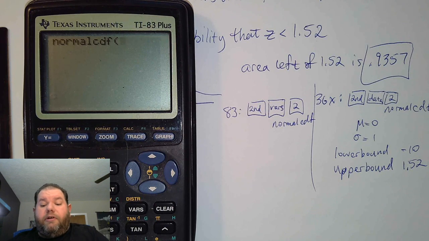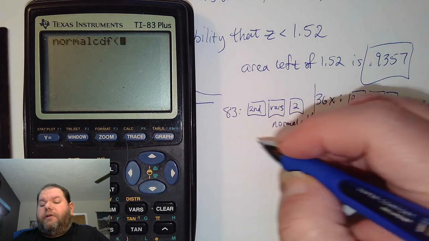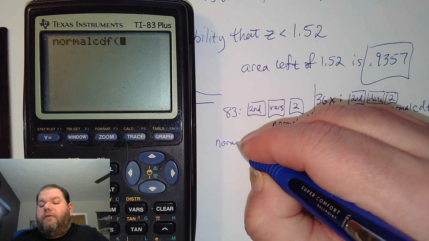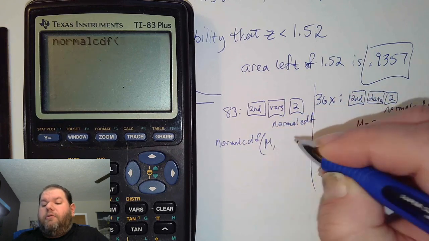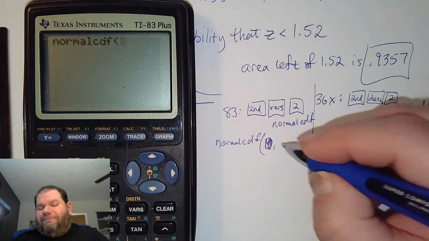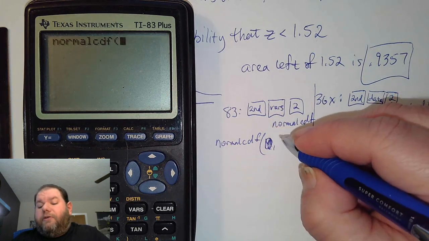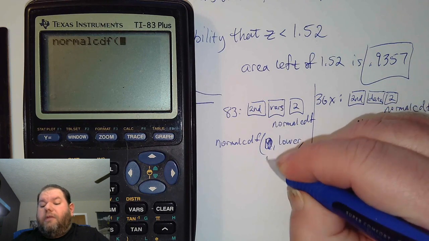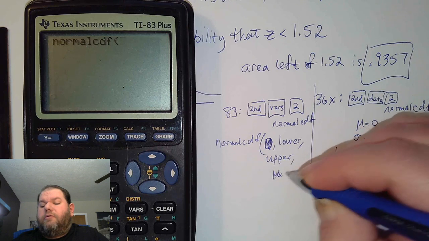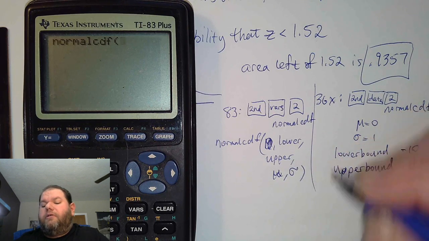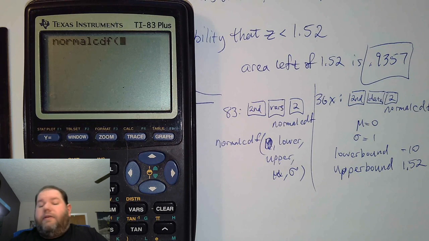Now what's different on the 83s is that we have to enter the whole command ourselves. So for this one, we have to put normal CDF. Our lower bound is first, upper bound is second, then mu, and then sigma. Okay? And these are all separated by commas.